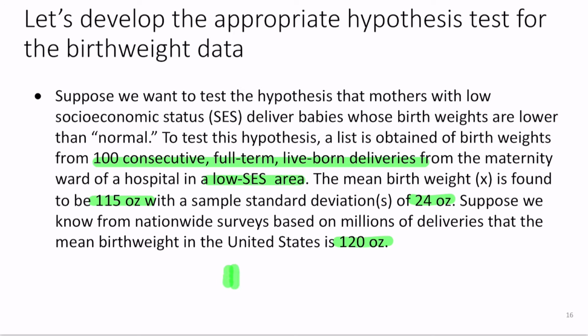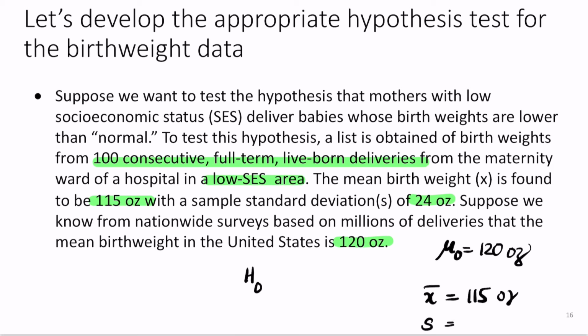Now, here we have two hypotheses, H naught and H1. Before we write everything down, write down the values. Mu naught is 120 ounces. I'm sorry, mu naught is the population value. And the value given in the problem, let me write it as x bar, which is the sample mean, is 115 ounces. And the standard deviation is 24 ounces.